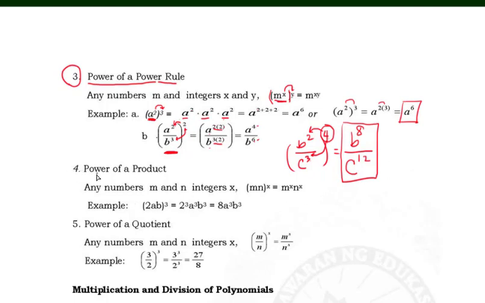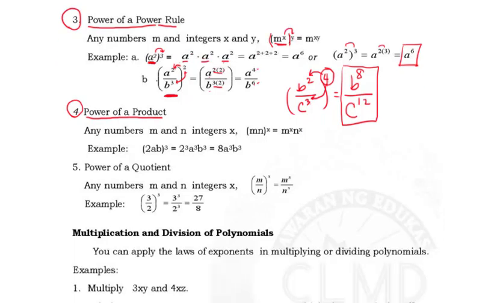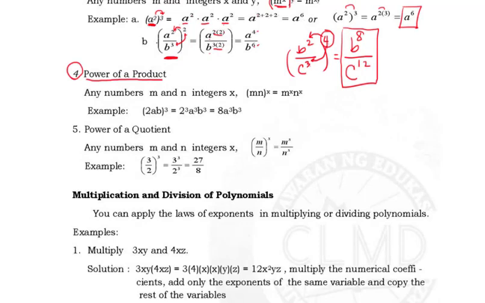Number 4, ito po yung power of a product law. Okay, number 4, power of a product. Okay, so let's bring it a little bit down. Sabi po dun sa pang-apat na law, yun po yung power of a product, any numbers m and n, integers x. Ito po, mn raised to x is equals to m raised to x and n raised to x.